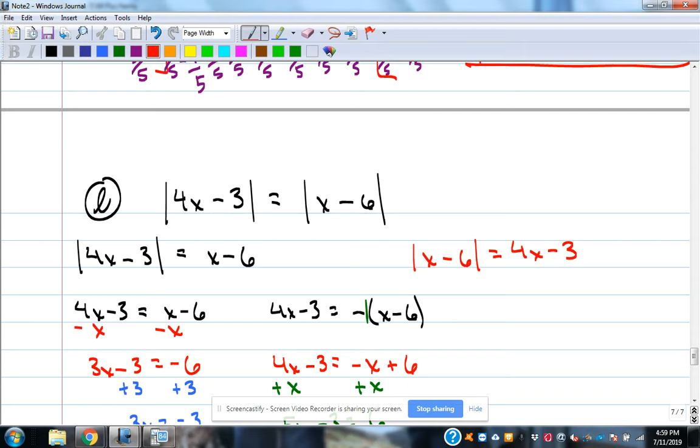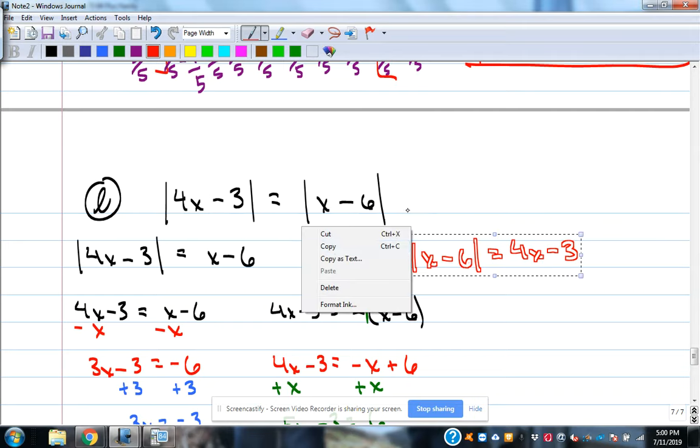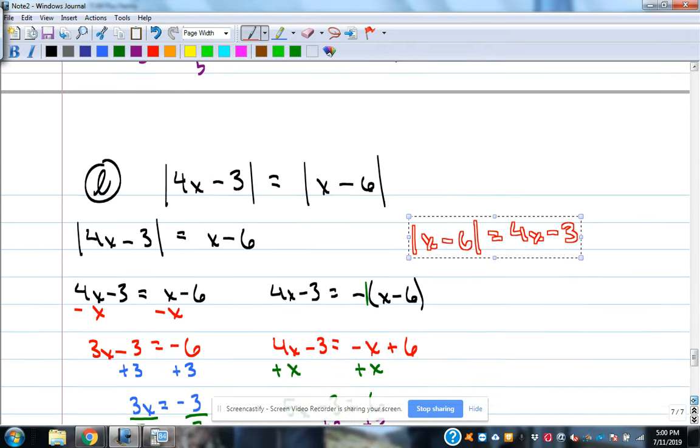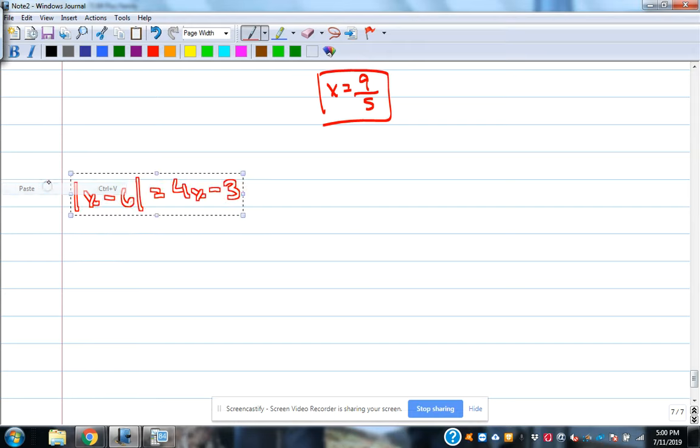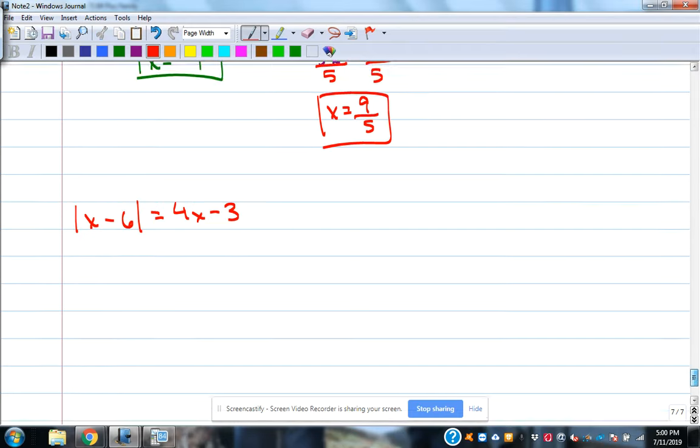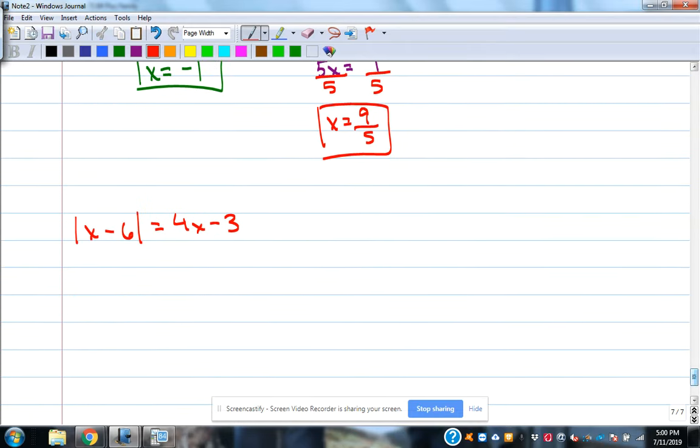So I've taken that equation and I've turned it around so that absolute value is still on the x minus 6 and not the 4x minus 3. So that means I've got 2 new equations to do. And I'm going to move down here below that to do that work. All right. So far, I have 2 answers. I've got -1 and 9/5.